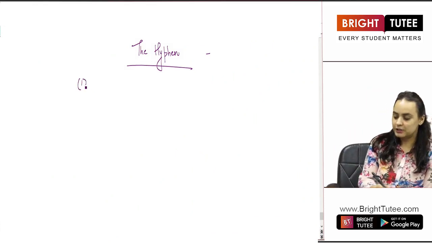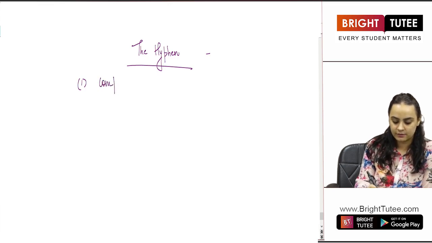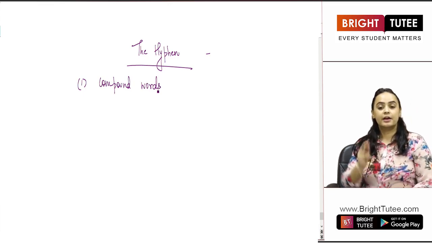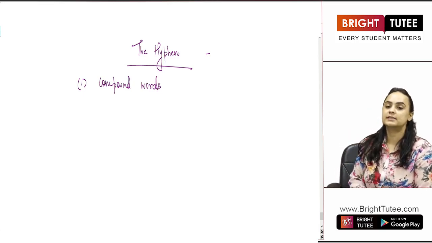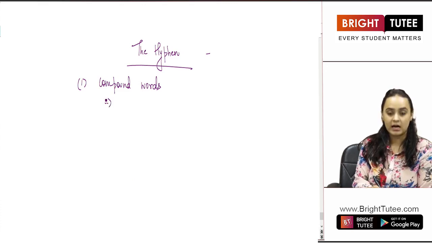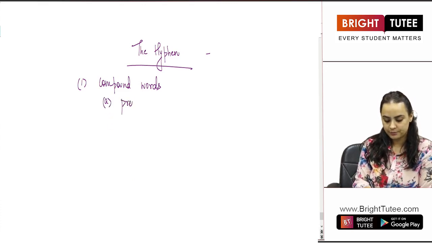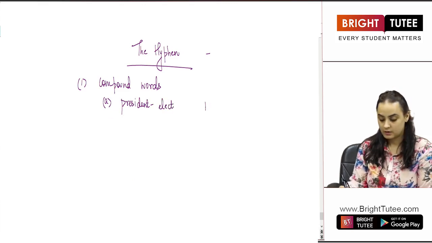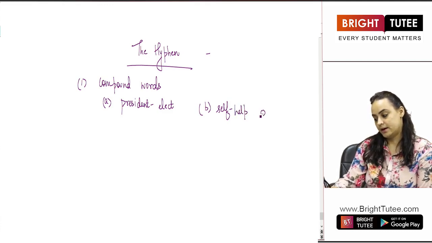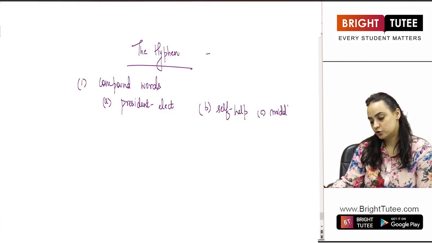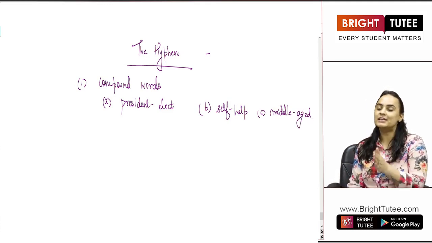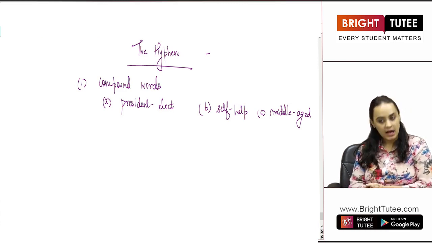The first usage of a hyphen is when we talk about compound words. There are a few compound words that need to be separated using hyphens. For example, if I say the president-elect, self-help, middle-aged. So these are a few compound words that need to be separated using hyphens.